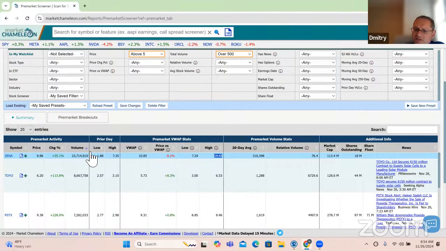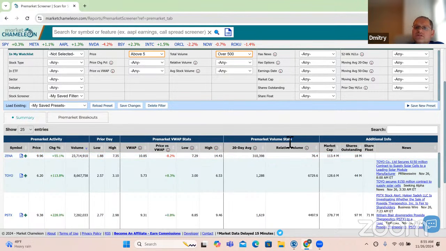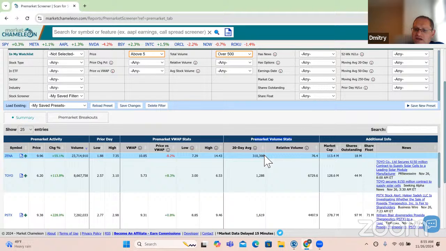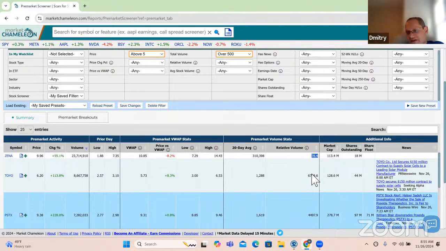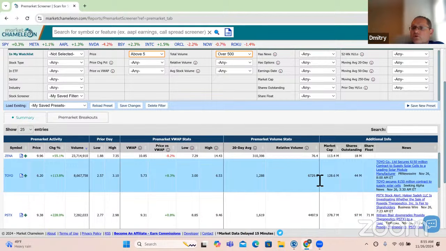So looking at the last 20 days over here, these are some of the stats. Based on the last 20-day pre-market trading volume, the average daily volume is 310,000. So if we take today's volume, 23 million, divided by 310,000, you can see that on a relative basis, that's 76 times more than its average daily volume. So a huge difference, much higher trading volume in the pre-market hours. So that's a relative value.